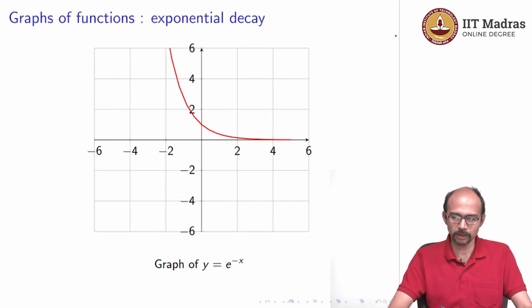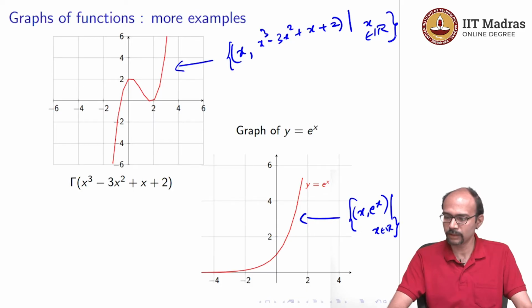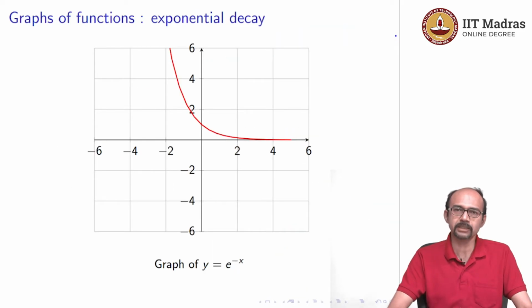In the previous slide we saw y is equal to e to the power x. This is y is equal to e to the power minus x. So this is what is called exponential decay. You may have come across this term earlier, and you will use this particular function possibly in your statistics course.